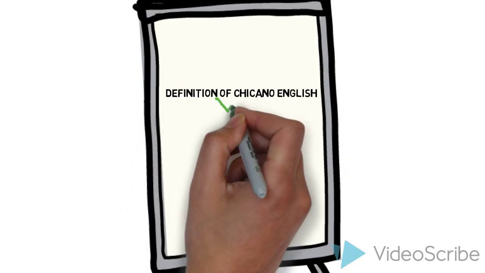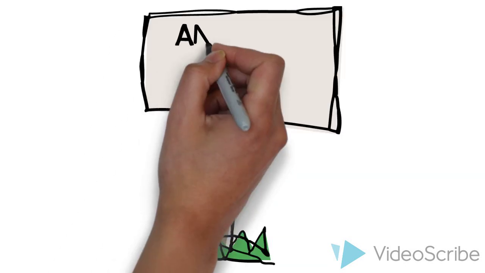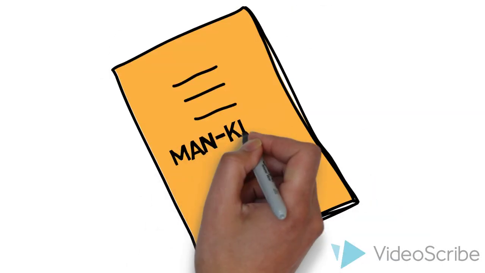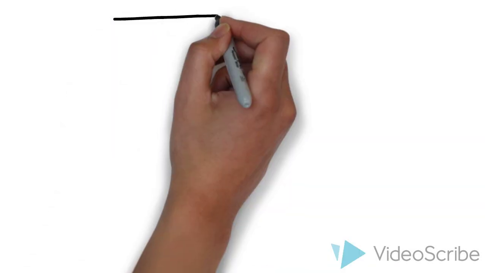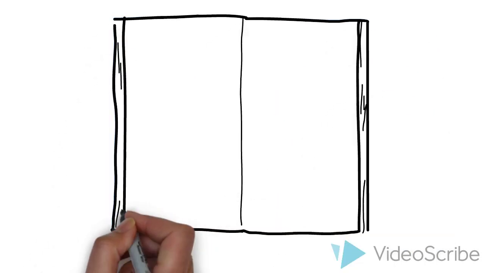Now that you know the definition of Chicano English, as well as statistics from the United States Census, I would like to start my analysis of media representations of Chicano English. According to Man-Kee Lee's 2009 article, Code Switching in the Mexican American Community, the most distinctive characteristic amongst the Mexican American community is code switching.